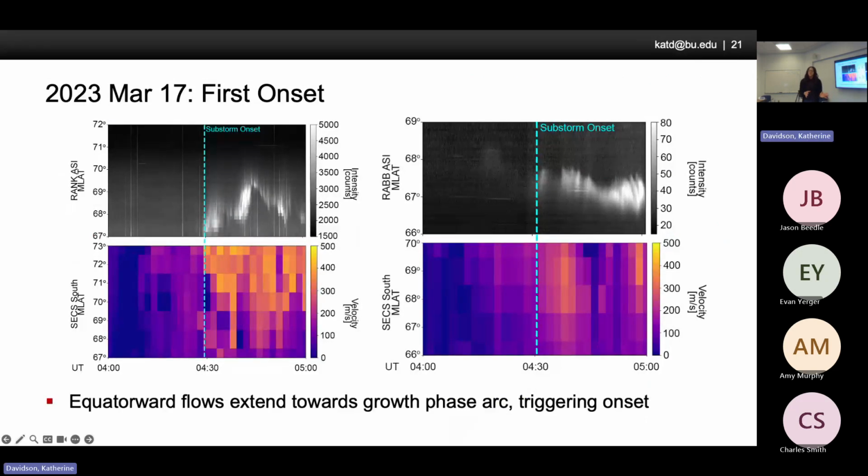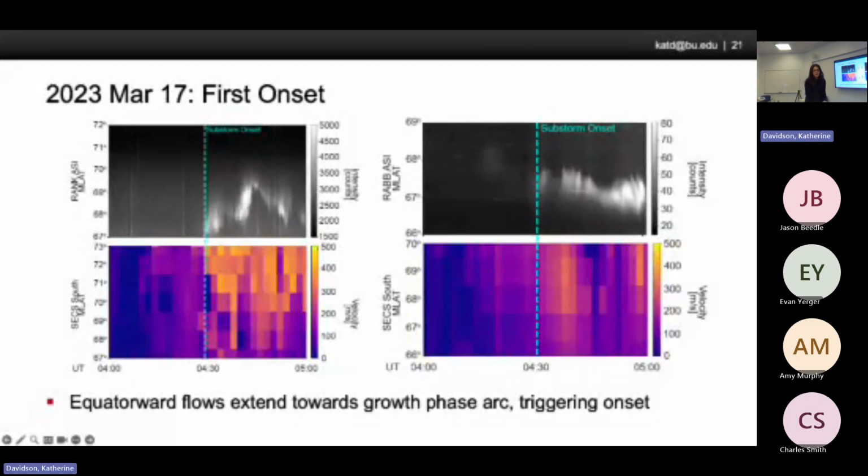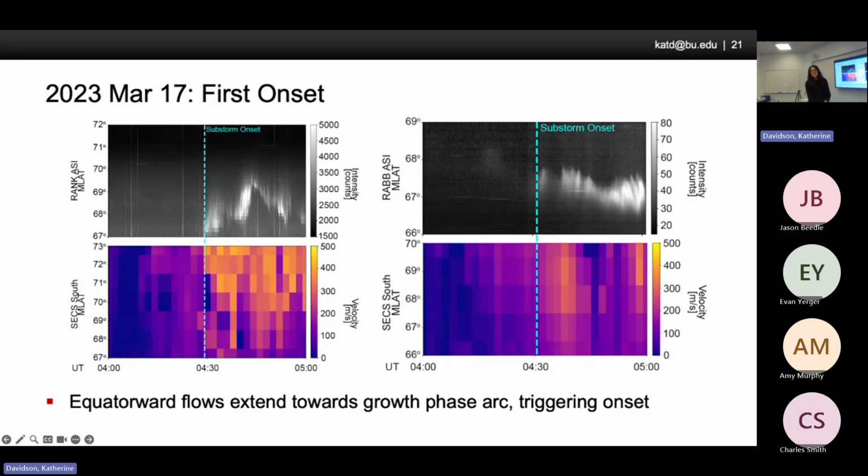To look a little more closely, we could use keograms. Keograms are longitudinal cuts of the all-sky image data. And we take the keogram of the Rankin camera and the Rabbit Lake camera. Those are the two different cameras used in that video. And then we look at the equatorward velocity or southward velocity from the high resolution velocity maps taken at the same longitudinal cuts of these two respective cameras.